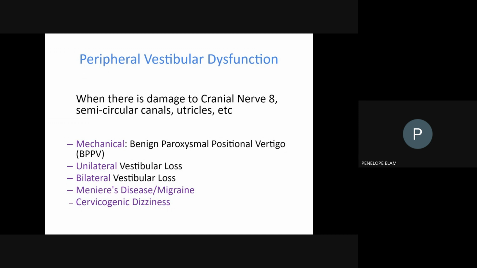You can have multiple different types of peripheral vestibular dysfunctions. That can be mechanical, which would be our BPPV. You could have a unilateral vestibular loss, also called hypofunction. You could have a bilateral vestibular hypofunction. There's Meniere's disease, migraine, and cervicogenic dizziness. But like I said, today with this presentation, we're going to focus a little bit more on the BPPV. We'll be hitting the other ones next week, and then doing some things in lab with them next week.